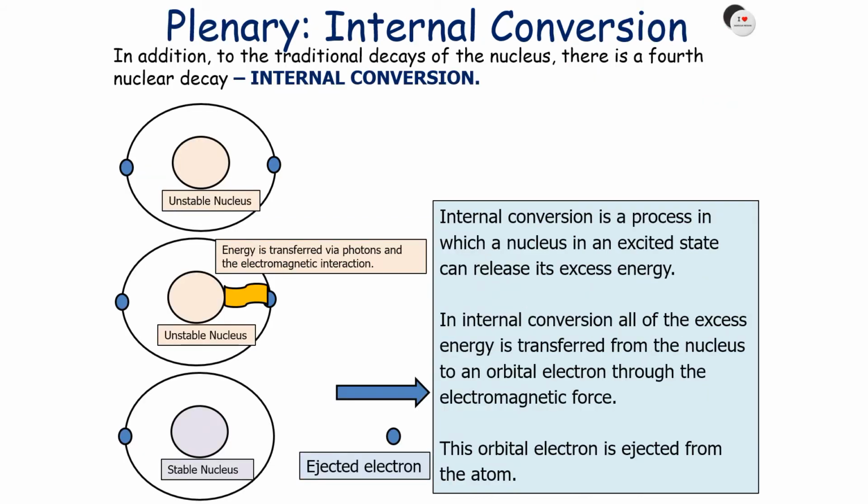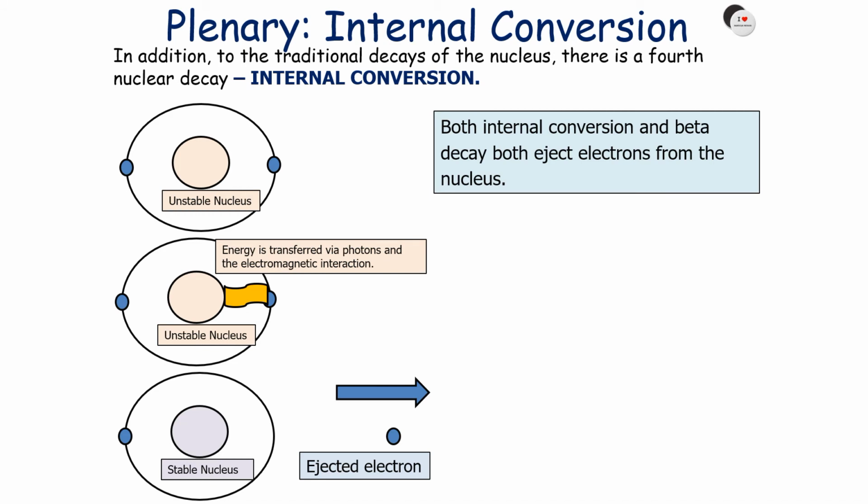Now, in addition to the traditional decays of the nucleus, there's a fourth nuclear decay, internal conversion. Internal conversion is a process in which a nucleus in an excited state can release its excess energy. So in internal conversion, all of the excess energy is transferred from the nucleus to an orbital electron through the electromagnetic force, and the orbital electron is then emitted and ejected from the atom.